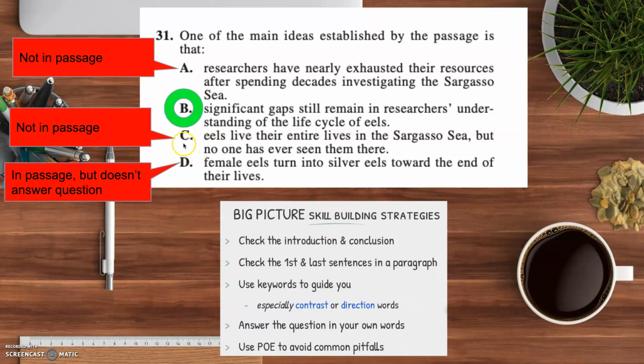So at this point, we can be certain that the correct answer to this question is in fact B. And we've used our skill building strategies here to work our way to the correct answer. So when you're going through your reading passages and you come across a big picture question, try using these same strategies to help you determine the main idea.